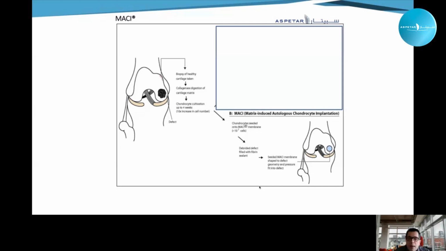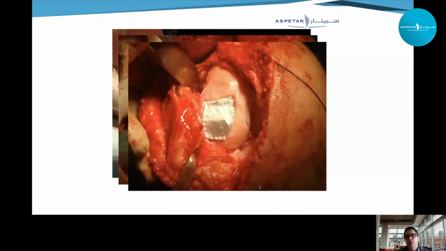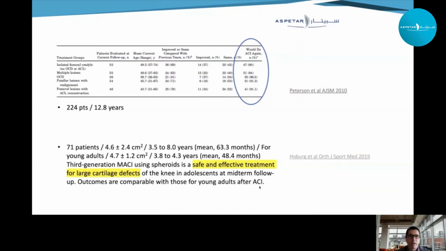So the good results coming from this technique, I don't need to give you all the details, but you have to see in this very big study that there are some very good results, and after almost 13 years after the index operation, more than 90% of the patients would agree to do the same procedure again. So this means that they are happy.